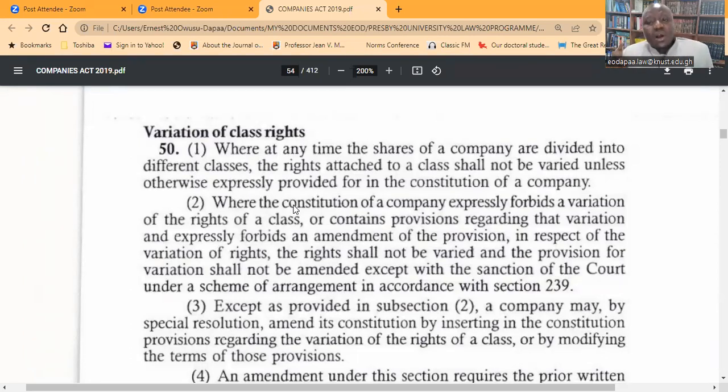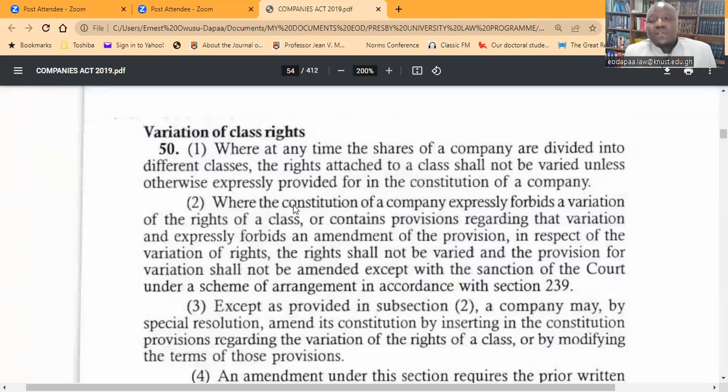Now, the law is that it is only that same constitution which can provide the rules or the manner in which changes or variation can be made to rights enjoyed by the various classes. If the constitution does not provide for changing it, then the class rights are fixed for as long as the company remains in existence. So that is the point about 51. If you are going to create classes of shares, you have a registered constitution. If you do not want to tie your hands, you must have a clause which permits variation as and when circumstances warrant it.